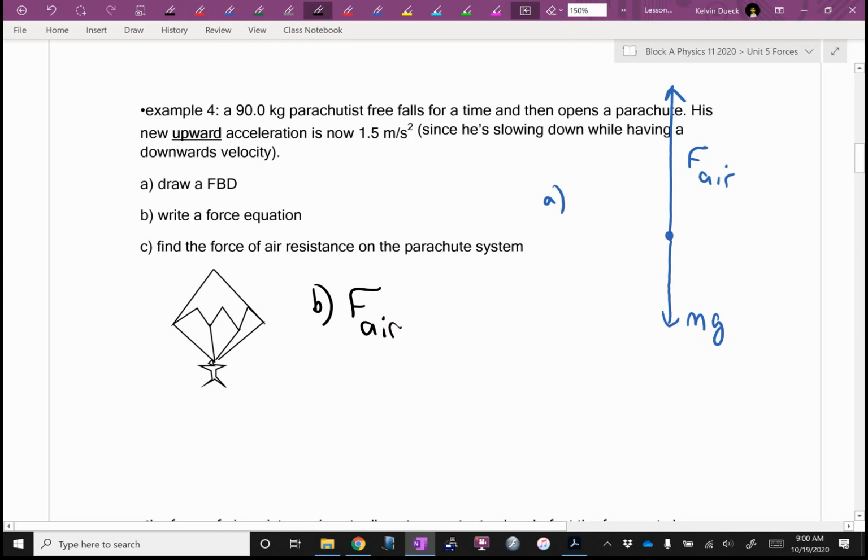Which force is losing? What does winner minus loser always equal? Okay, there's my equation. By the way, if I was speeding up, then air resistance would be smaller, and it would be mg minus F air equals ma. Okay.